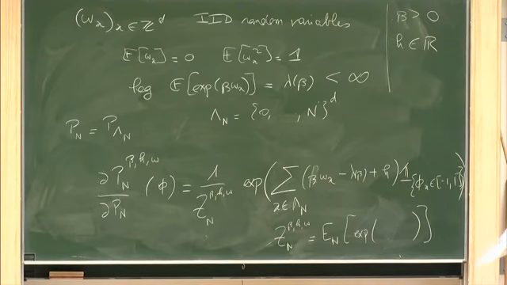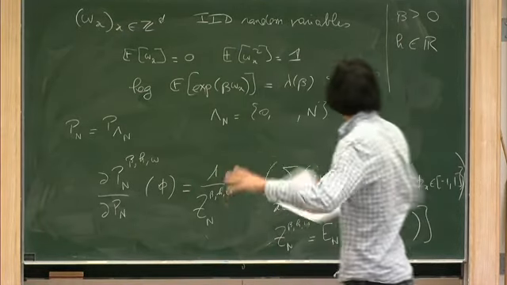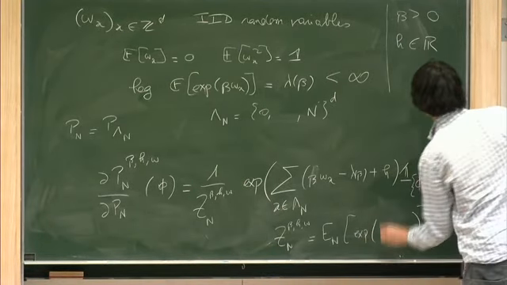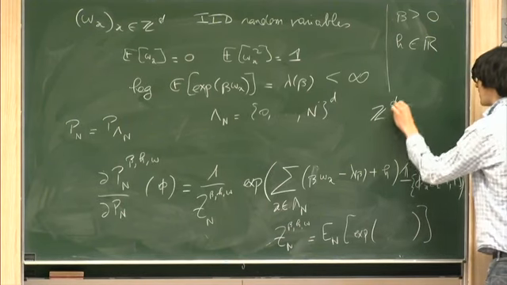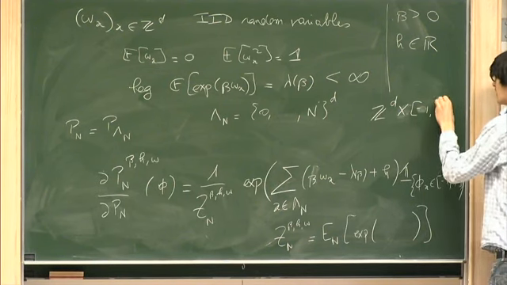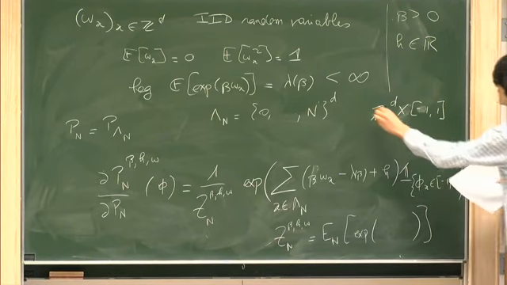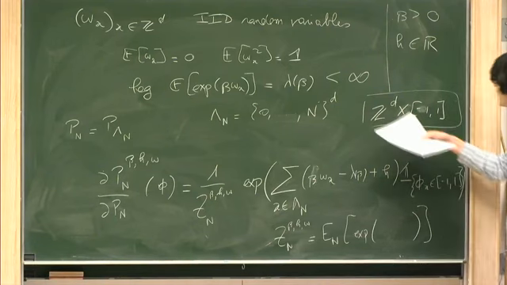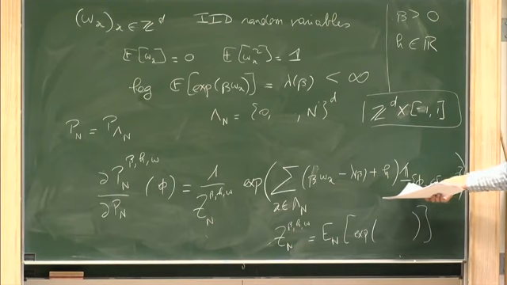What you want is to have interaction only in the interface. So here, the interface is just Z^d. I want some thickness for my interface, so the interface of interaction will be given by Z^d times the segment [-1, 1]. So I want to have interaction when the field lies in the interval [-1, 1].